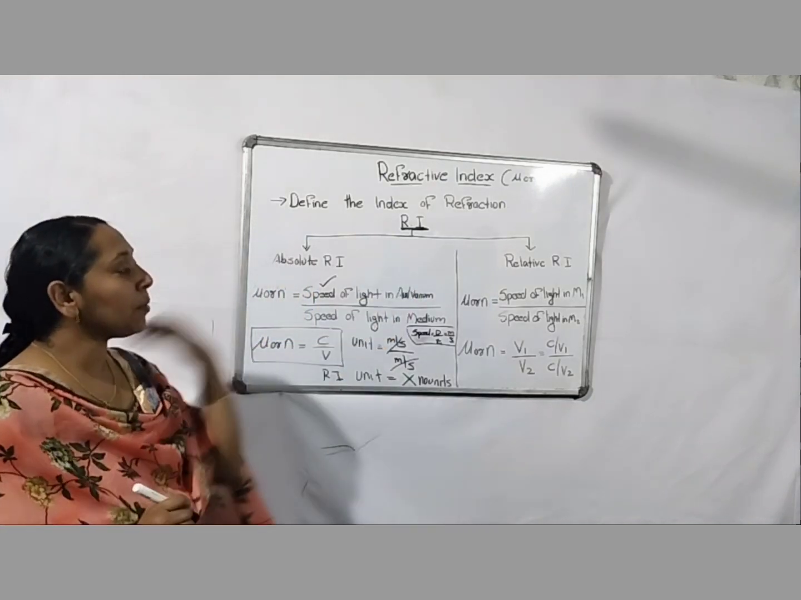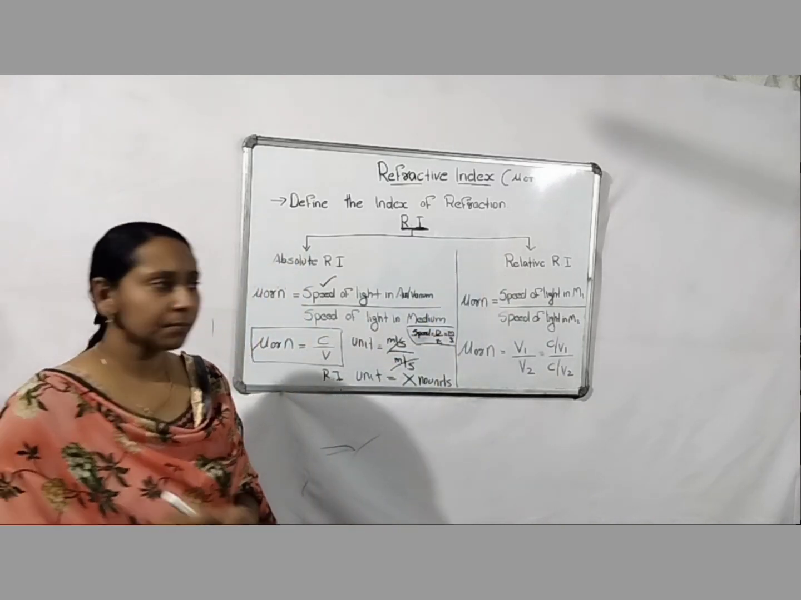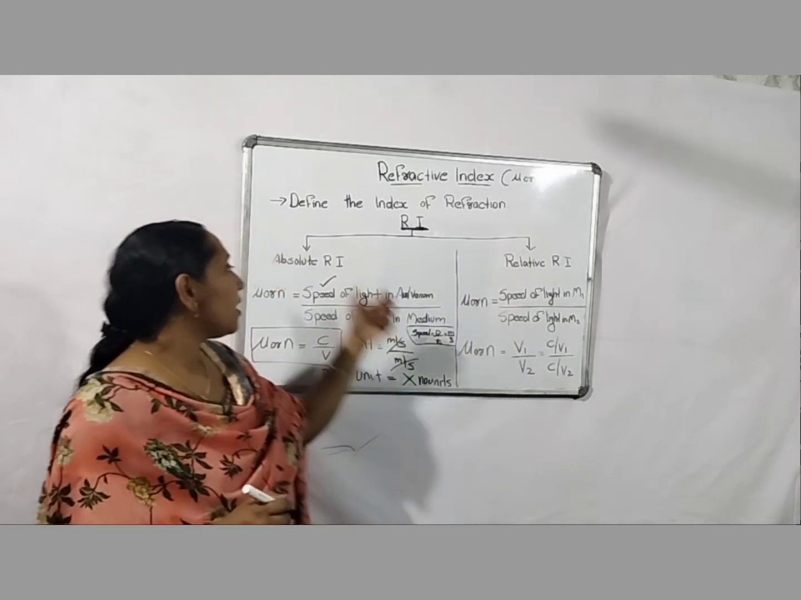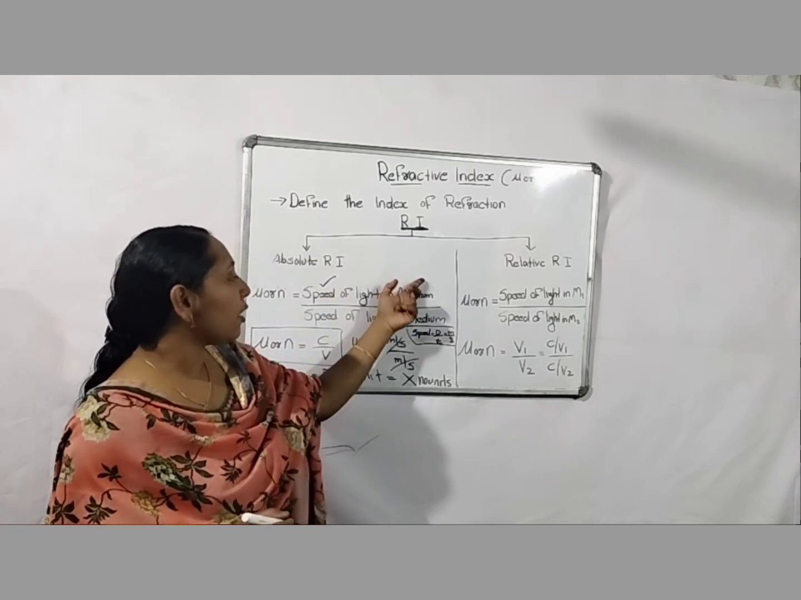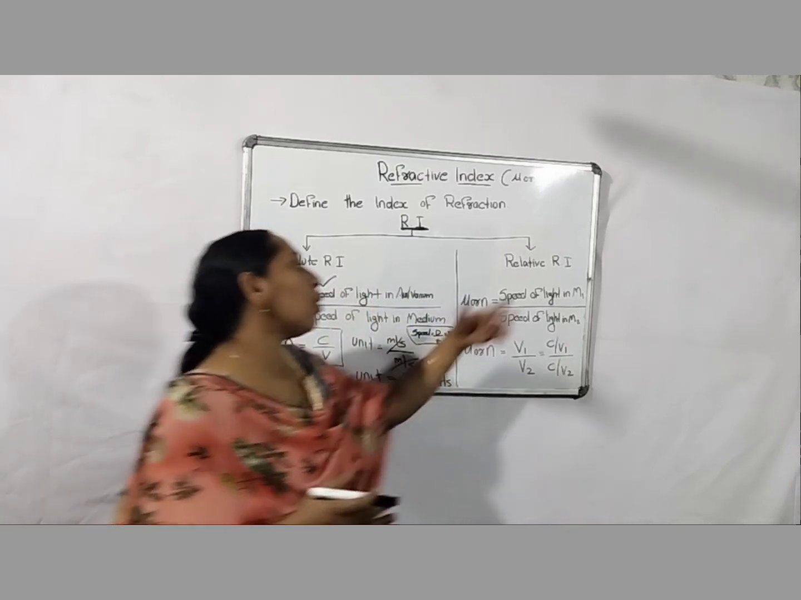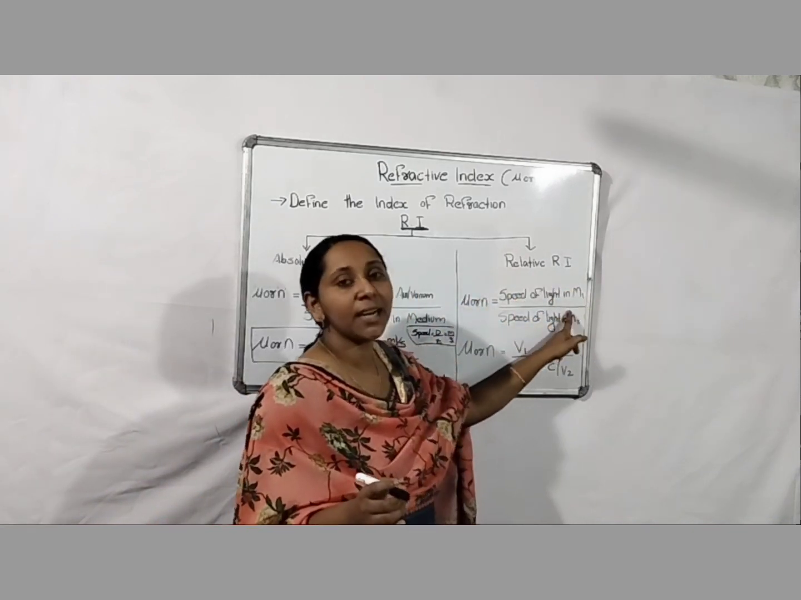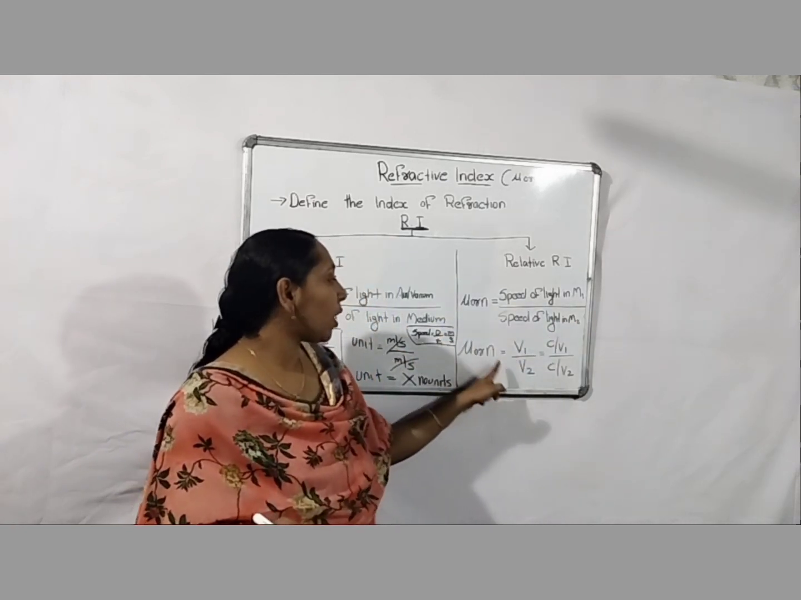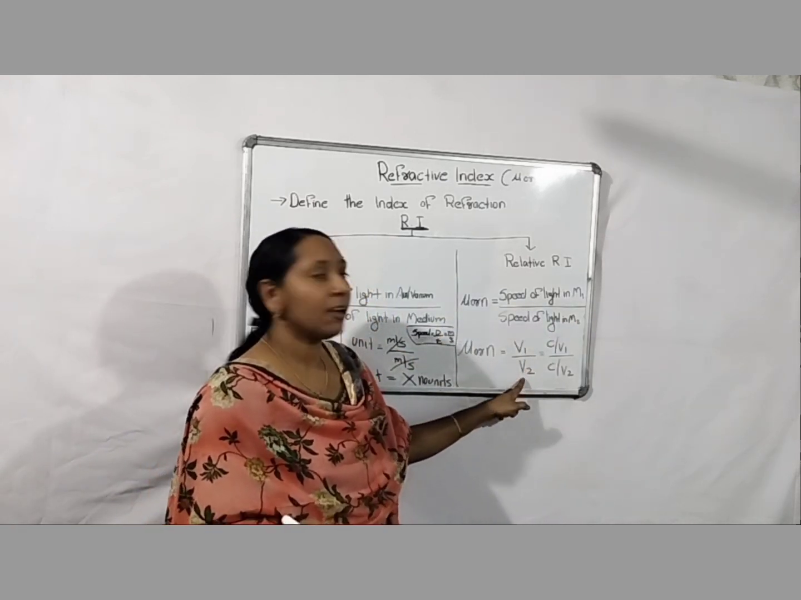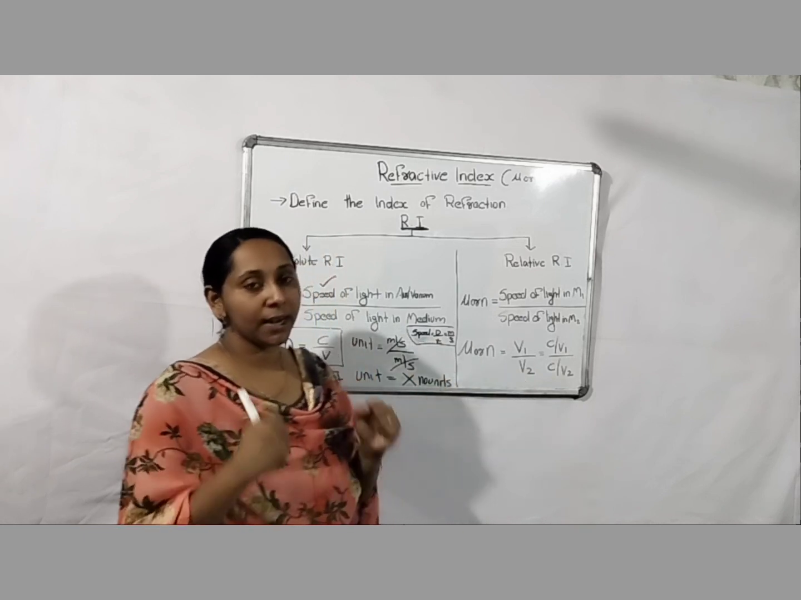The second type of refractive index is called relative refractive index. The difference is that absolute refractive index means a comparison between air and a medium, but in this case both are media. That means the speed of light in medium 1 divided by the speed of light in medium 2. That's the reason mu or n equals v1 by v2. I hope you can understand this much.